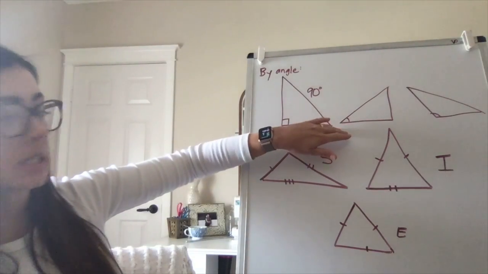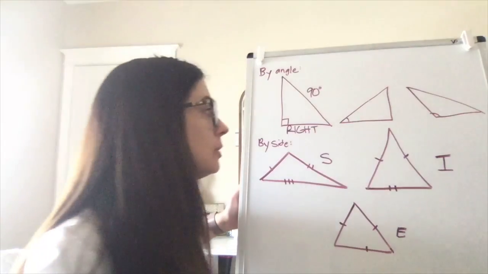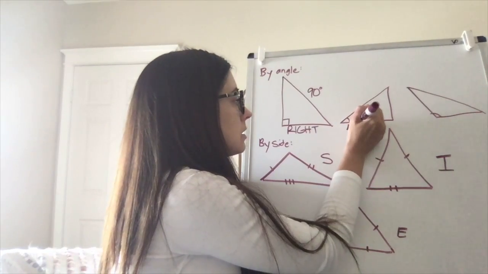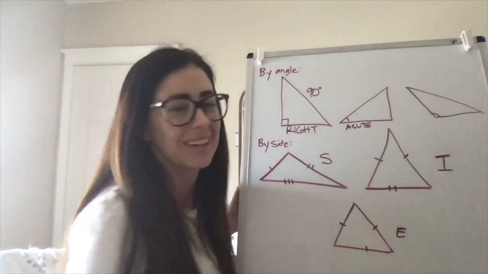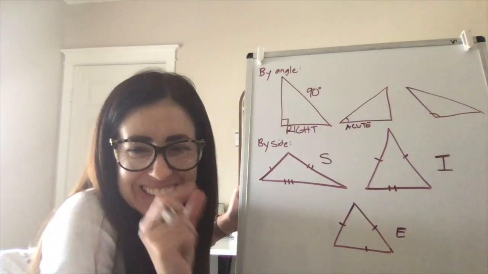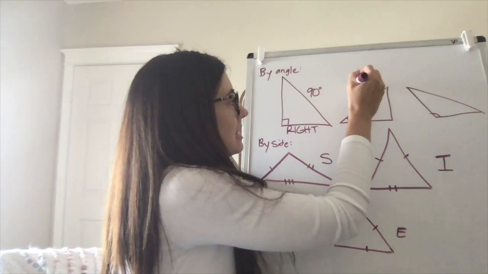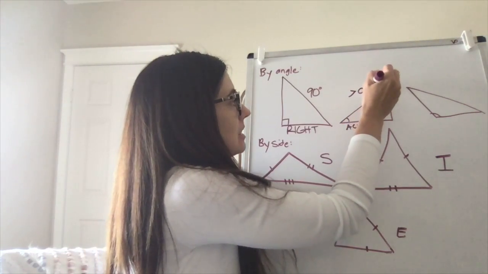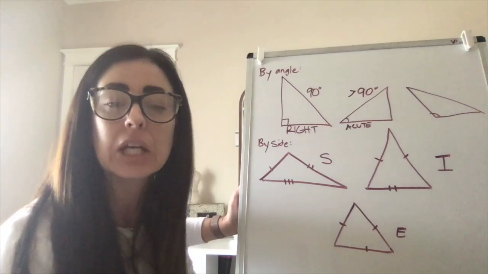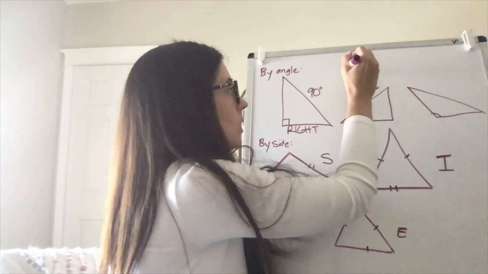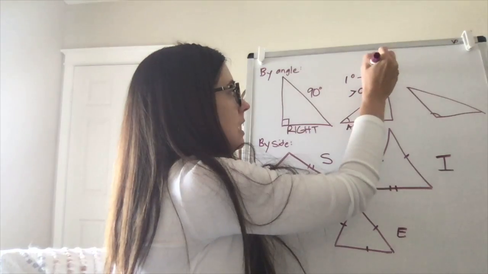The second classification by angle is called acute. It's so acute, so little and acute. And that is defined as less than 90 degrees. So an acute triangle can be from 1 degree to 89 degrees.